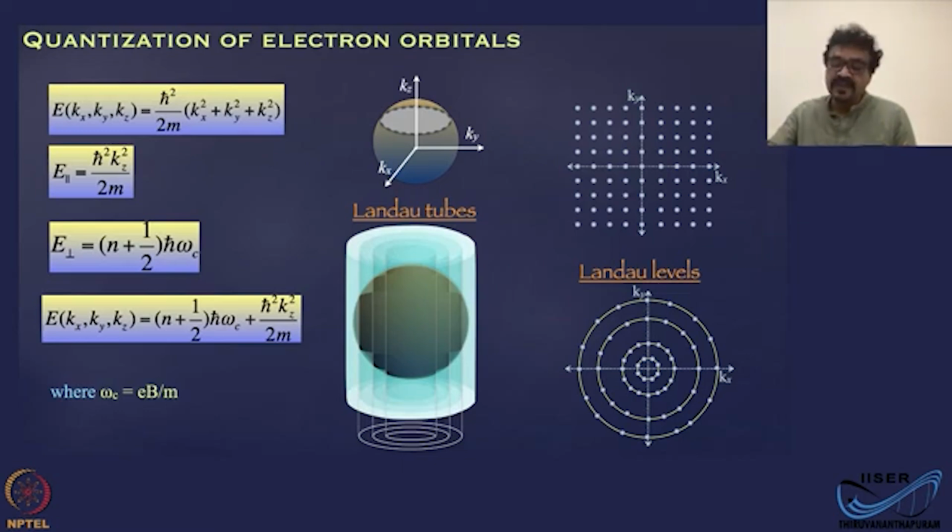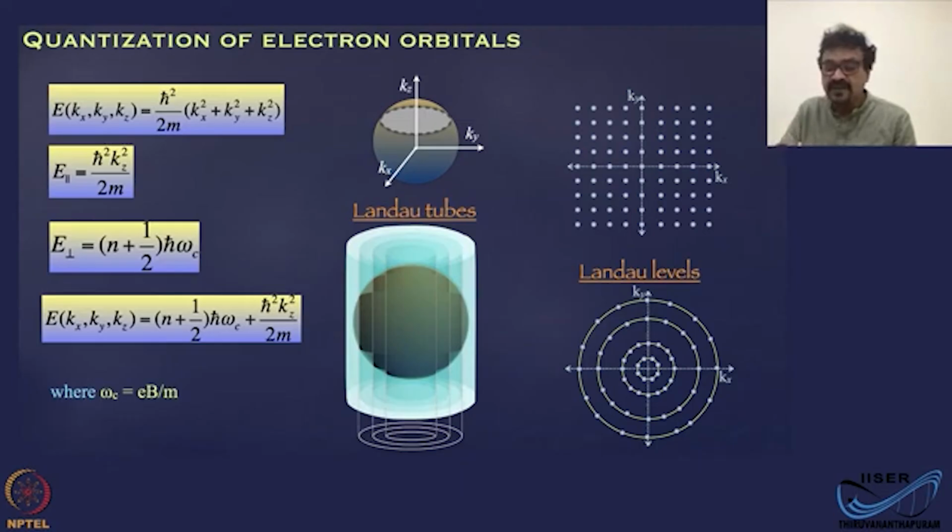The total energy, which is the sum of the energies in all three directions, is h bar square by 2m, kx square plus ky square plus kz square. This kx square plus ky square plus kz square is k square, which is the radius which defines the electron with a specific energy E. So it's the equation for a sphere. Now in 2-dimension it will be a circle.